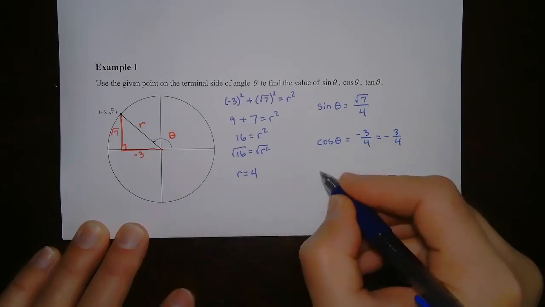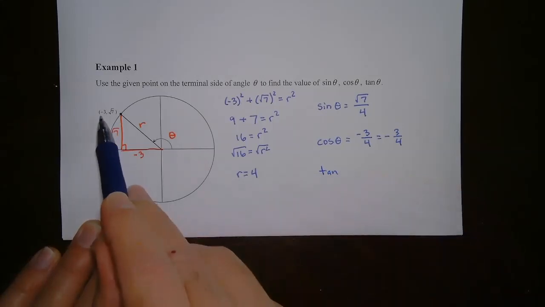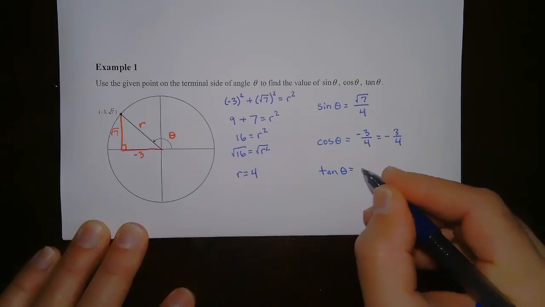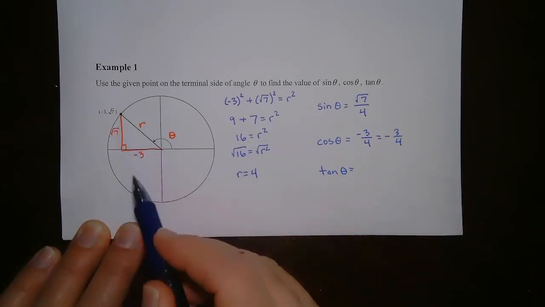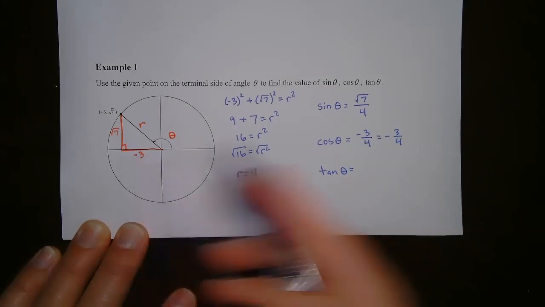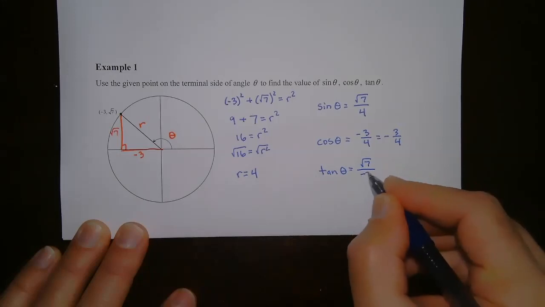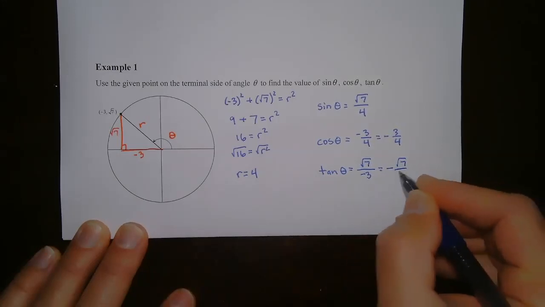And then tan theta, which we could actually have done right off the get-go because I was given my x and my y. Tan theta is equal to my opposite leg, which is now called y, over my adjacent leg, which is now my x. So it would be the square root of 7 over -3, or you could write that as negative square root of 7/3.